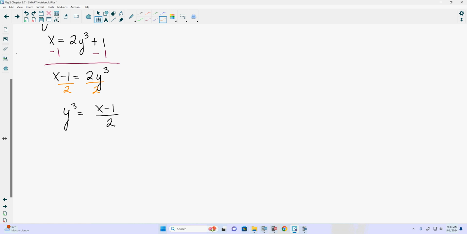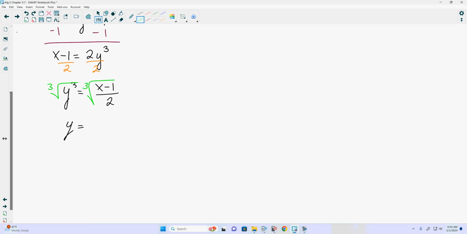And lastly, the cube root of y cubed is y. The other side is going to be the cube root of x minus 1 over 2. Now we're not trying to simplify it or rewrite it in any form. I will take that there, especially with finding inverses. I'm not going to make you rationalize that denominator. That's it. Now again, with odd roots, we don't need the plus or minus. We only need it with even roots.